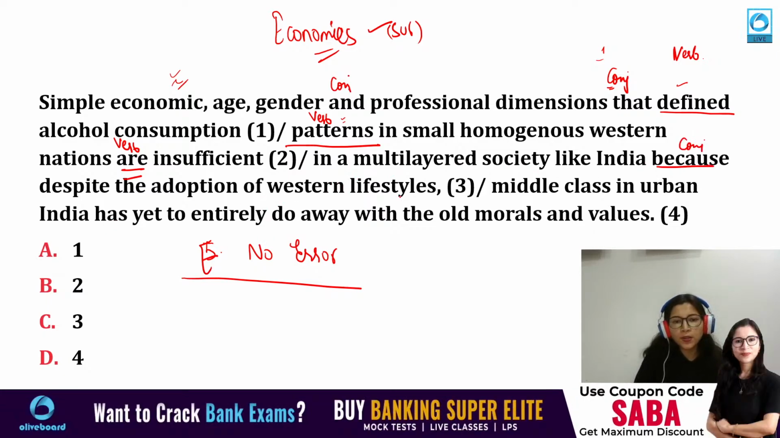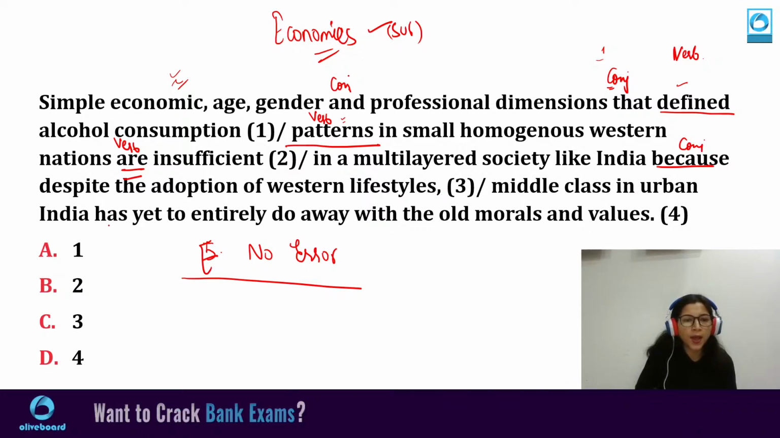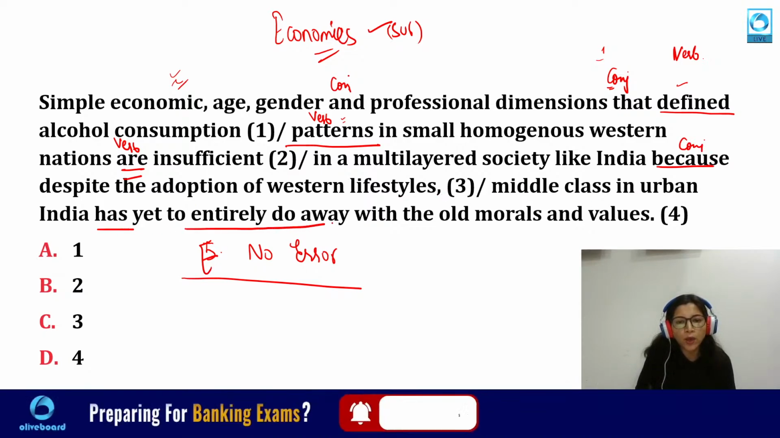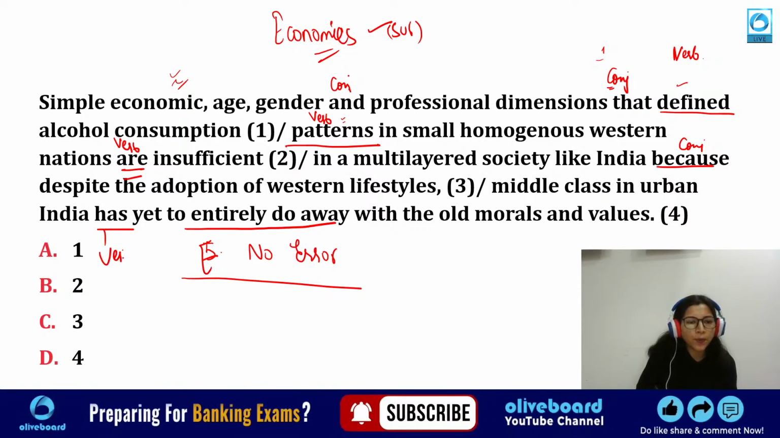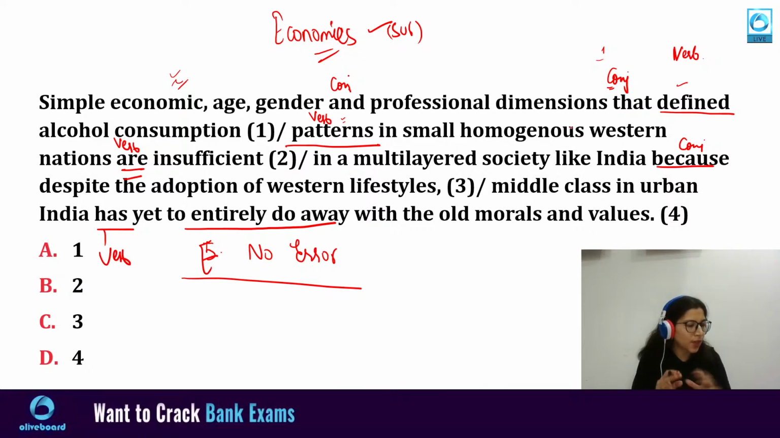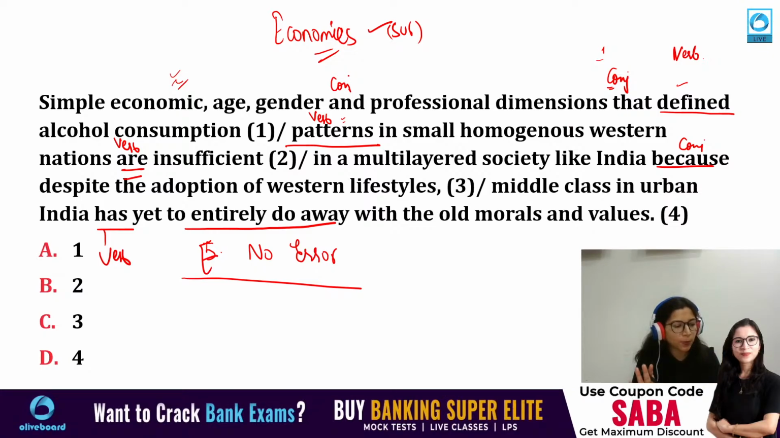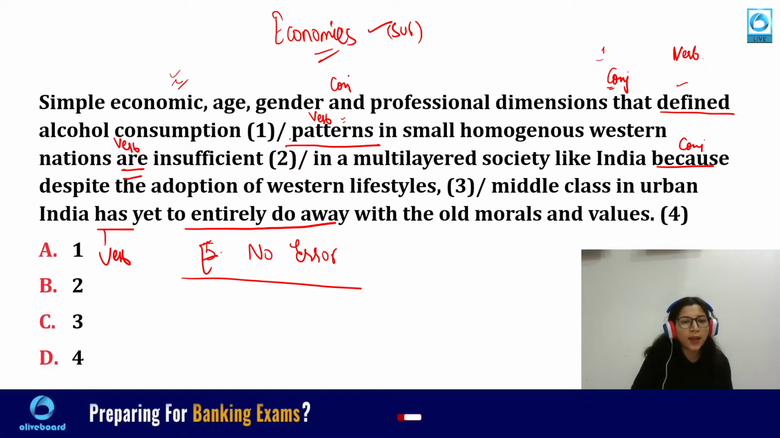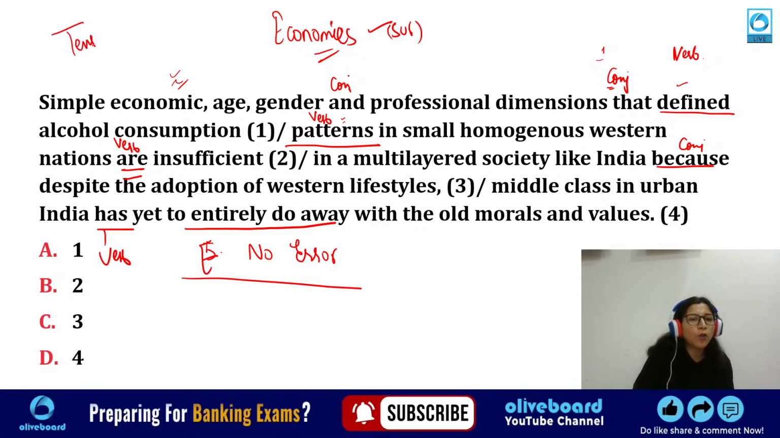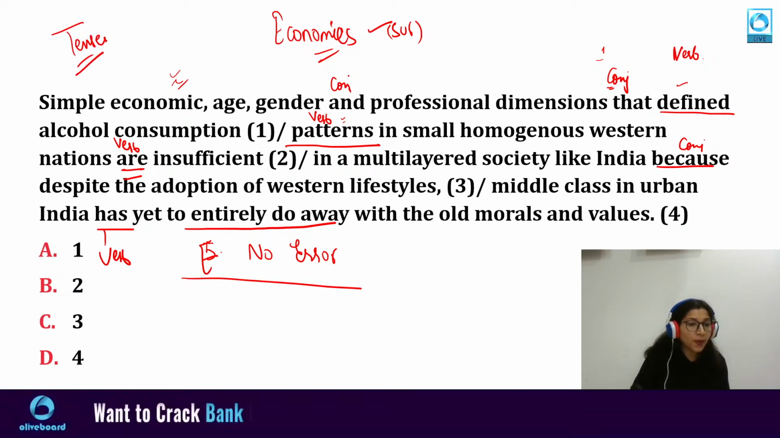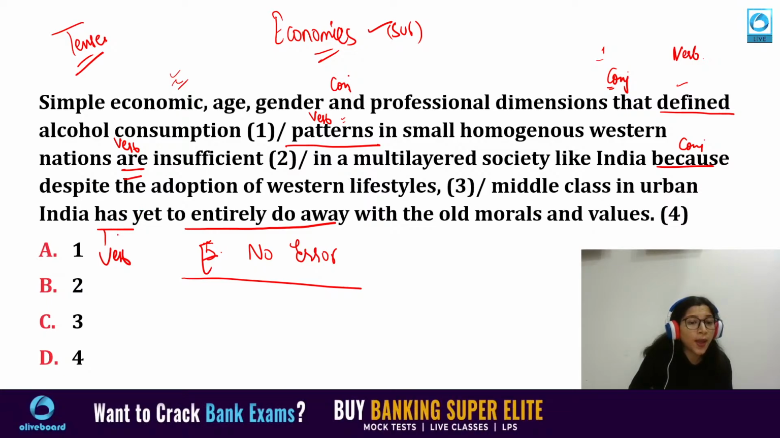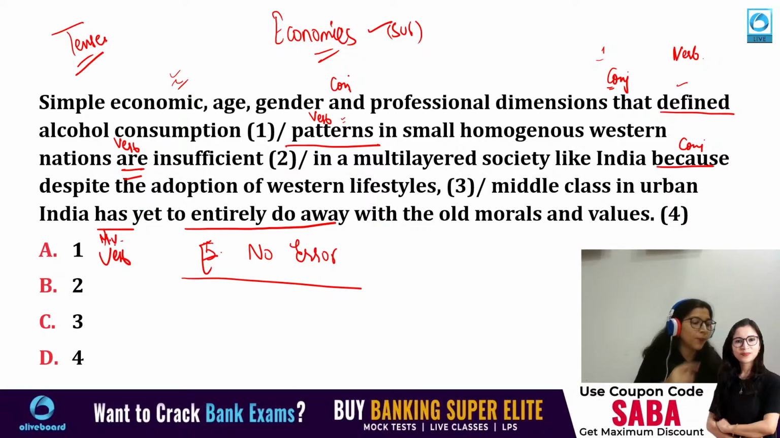Despite the adoption of Western lifestyles, middle class in urban India has yet to entirely do away with the old model. Has is another verb. So 1, 2, 3, 4 verbs are here and 3 conjunctions. Is this right? I had told you that if there are 3 conjunctions, there will be 4 verbs. This part is absolutely correct. Now, out of these 4 verbs, 3 are in present tense. It is a simple tense error, and that too of what kind? Parallelism, you can say, or the majority one. See, has is not the helping verb here. It is the only verb. It is the main verb, Hansraj.